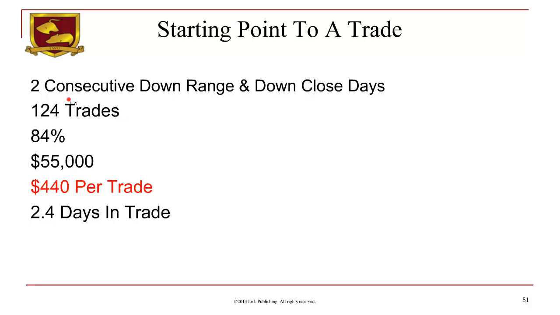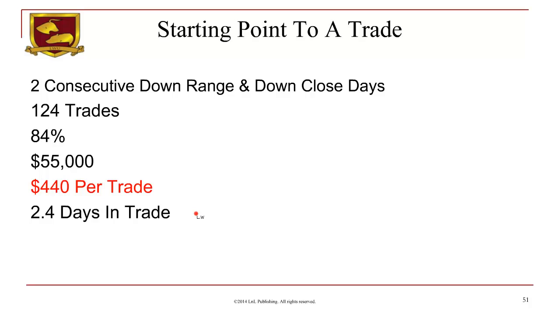Okay, now we've done a little something different. I have two consecutive downrange and down close days, just like we just saw, but now we go to $440 per trade. Remember where we were before? We're at $265 per trade. And we can take that up to $440 per trade. How can we do it? I'll show you how we can do it.